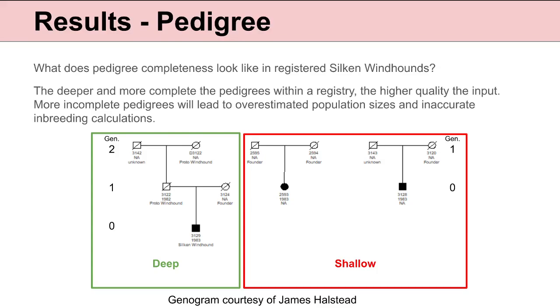This is a genogram created by James Halstead using some of the de-identified data. As you can see on the left, we have an example of a deep pedigree where it goes from the 0 generation up 2 generations. And on the right-hand side, we have 2 examples of a shallow pedigree compared to the left. They only have their parents as their ancestors.